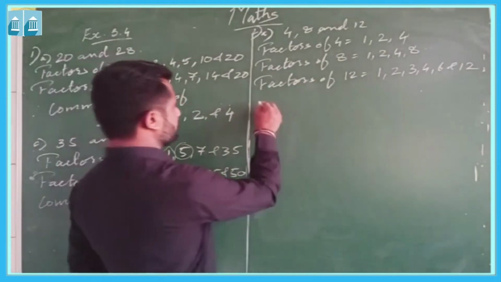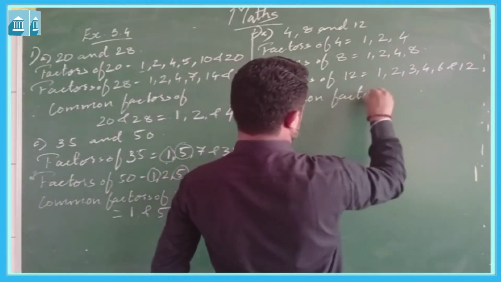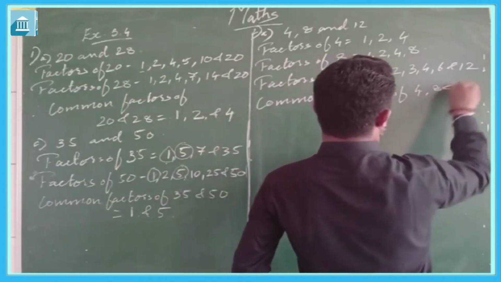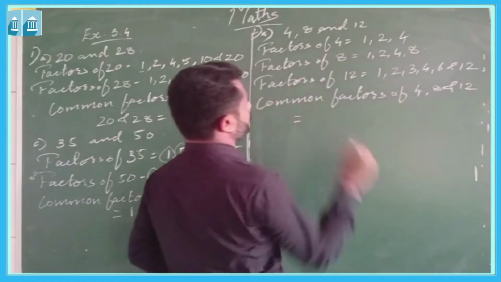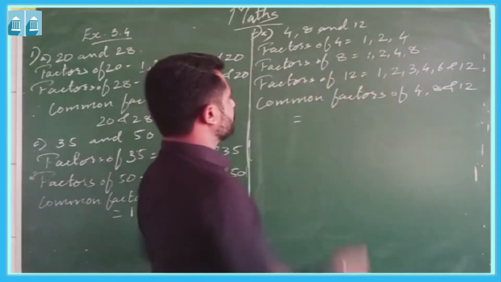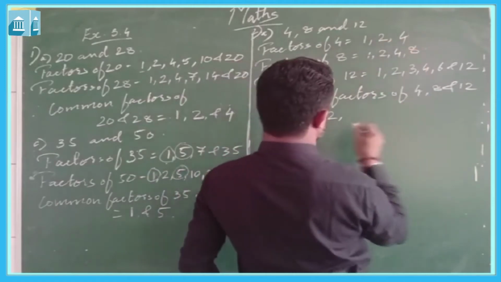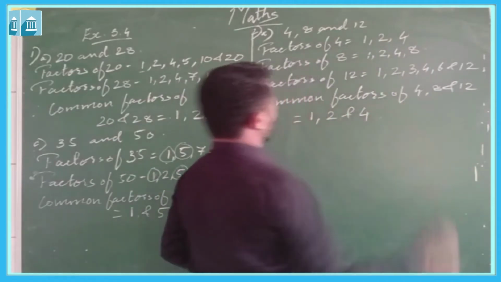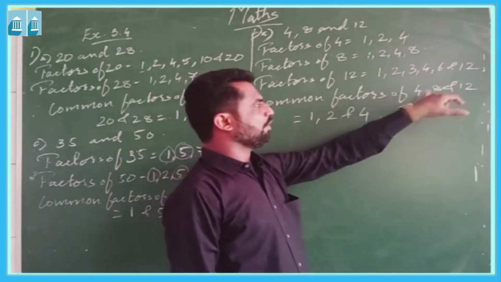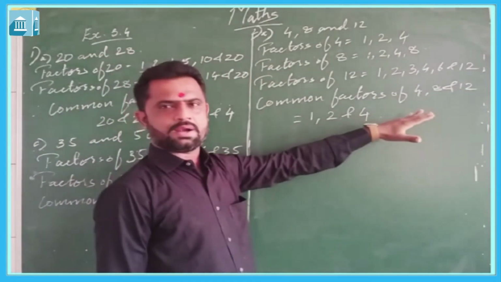Now we have to find out the common factors of 4, 8 and 12. 1 is there in all 3. Then 2, 4. So 1, 2 and 4. That is all the factors of 4. The common factors of 4, 8 and 12 are 1, 2 and 4.